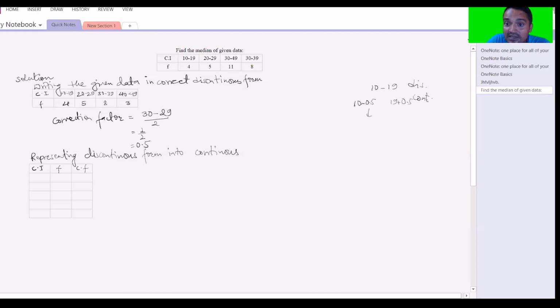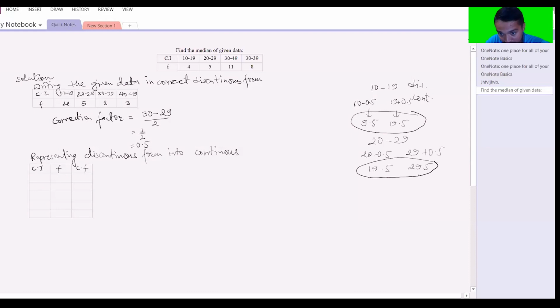Then what will you get? 10 minus 0.5 is 9.5. 19 plus 0.5 is 19.5. That is for 10 to 19. Okay, see the next one, 20 to 29. The correction factor is subtracted from the lower limit and added to the upper limit. It is 19.5, and 29 plus 0.5 is 29.5. So the first class interval is 9.5 to 19.5, and the second one is 19.5 to 29.5. See, 19.5 and 19.5, they are linked.